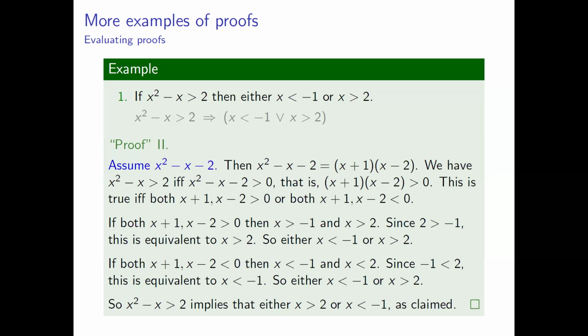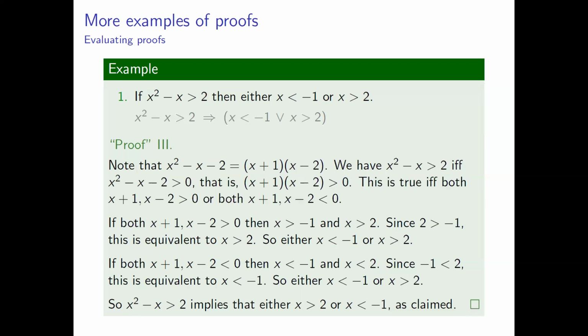The proof begins by saying, assume x squared minus x minus 2. The expression x squared minus x minus 2 is not a sentence and hence cannot be used as an assumption. This counts as an invalid assumption. Hence, this proof is incorrect. Suppose that we replace this with a statement: note that x squared minus x minus 2 equals x plus 1 times x minus 2. This is now a complete sentence. We can now proceed to analyze the structure of the proof.